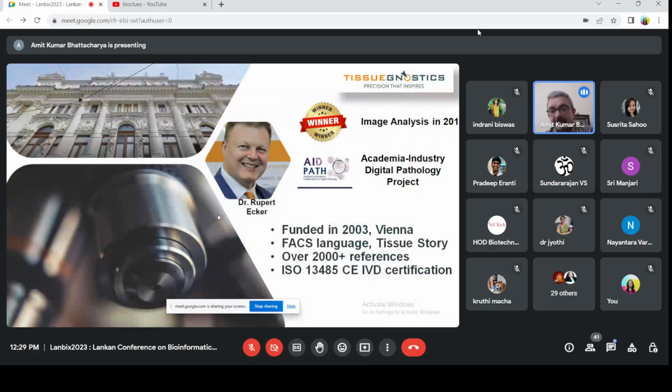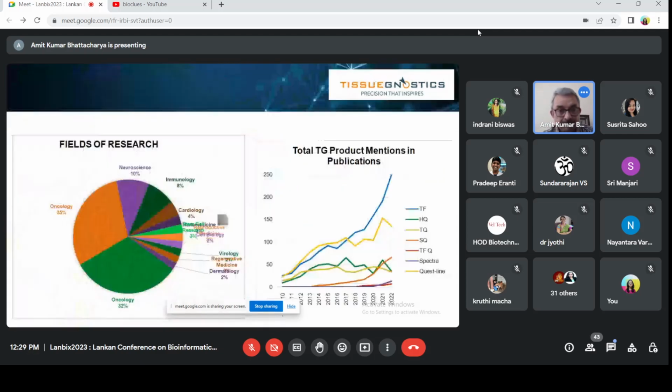The company is over 20 years old, founded in 2003, headquartered in Vienna. And till now, there are over 2,000 publications which have used products from this company. One of the machines, both the hardware and the software, has CE-IVD certification. And that the company is good in terms of its products is reflected by the fact that it has won two image analysis competitions, and in both of them it has won the first prize.